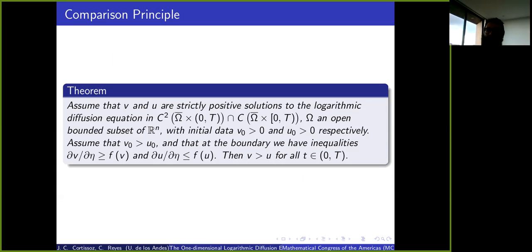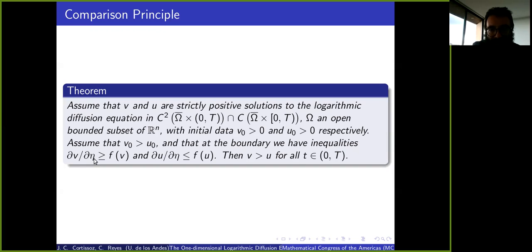The whole thing is that you can use this comparison theorem that says, suppose you have two solutions to the logarithmic diffusion equation, satisfying these boundary inequalities. Notice that we have the same f. So you have two solutions of the logarithmic diffusion equation. One says the derivative of u with respect to t is equal to the second derivative with respect to x of the logarithm of u. And the derivative of v with respect to t is equal to the second derivative with respect to x of the logarithm of v. And you also have this.